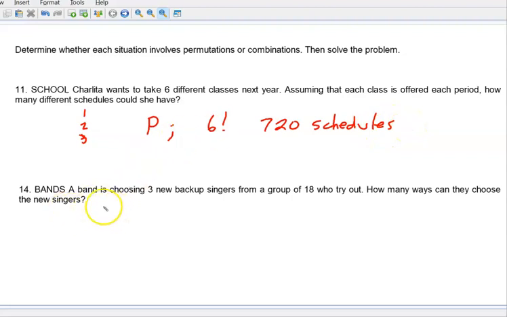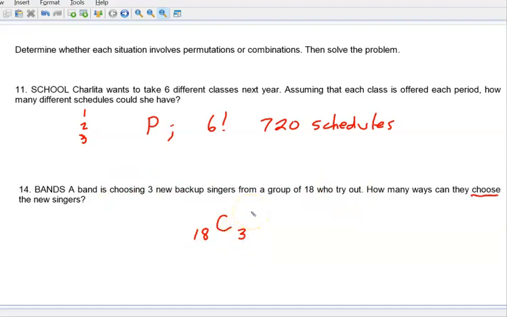All right, number 14. A band is choosing 3 new backup singers from a group of 18 who try out. How many ways can they choose? It's not always true, because I've seen the word choose come up in permutation problems, but choosing is the idea behind combinations. And so some people actually think of the big C that really stands for combination. They think of the word choose.